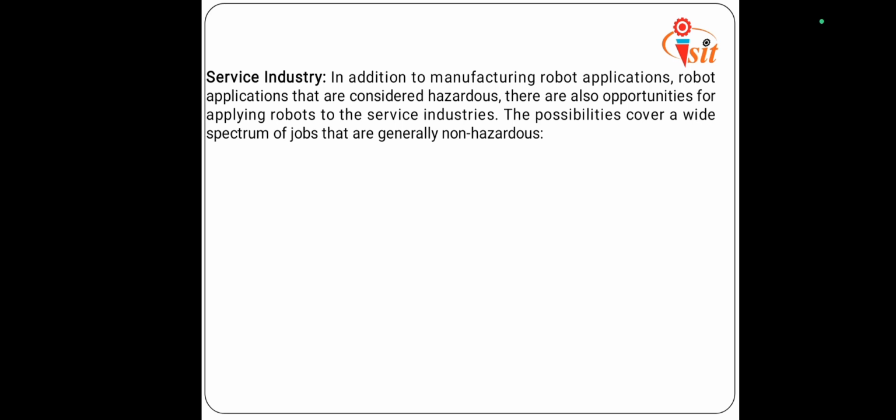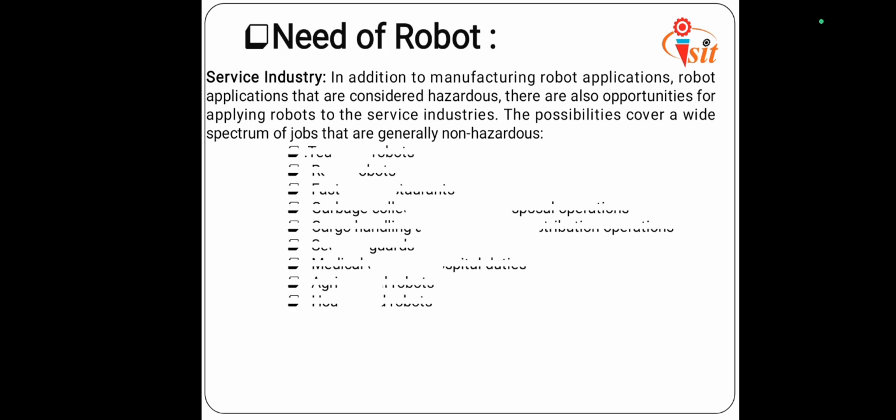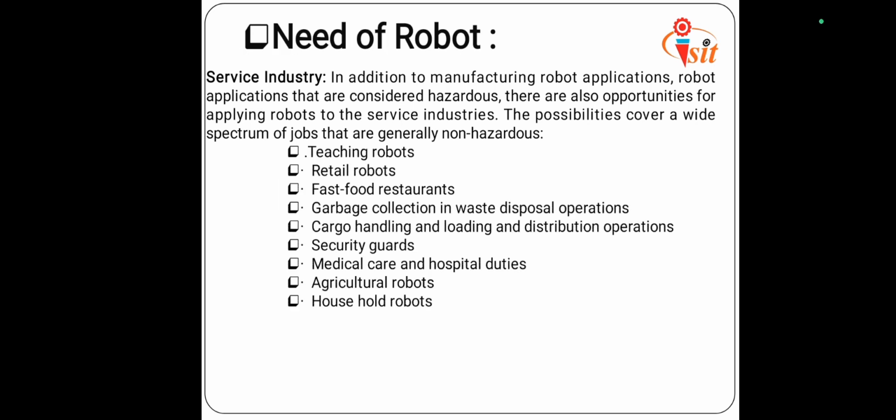Service industry. In addition to manufacturing, the robot applications include retail robots, and third one is the fast food restaurants, where the robot is delivering that fast food in the restaurant, garbage collection in waste disposal operation, which is very important nowadays, because in waste disposal operation the human being cannot handle that wastage. Robot can handle that wastage easily.